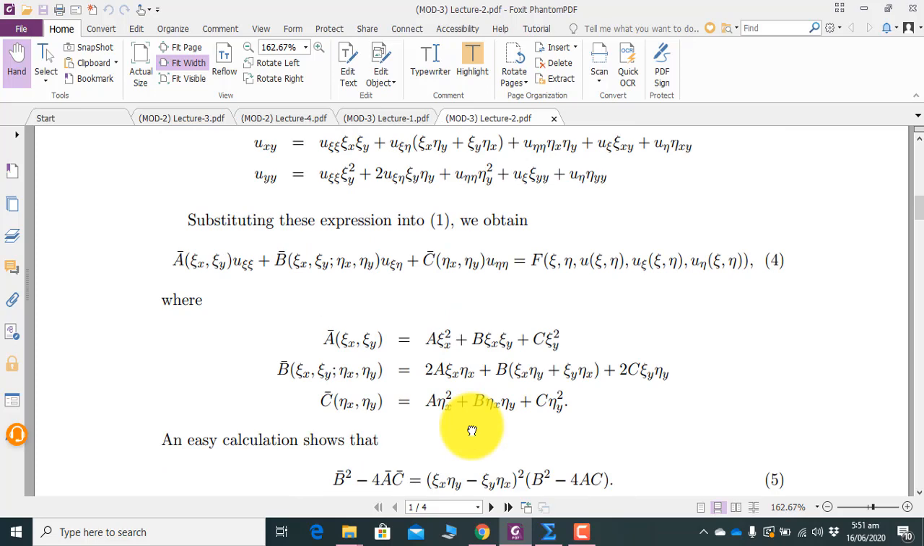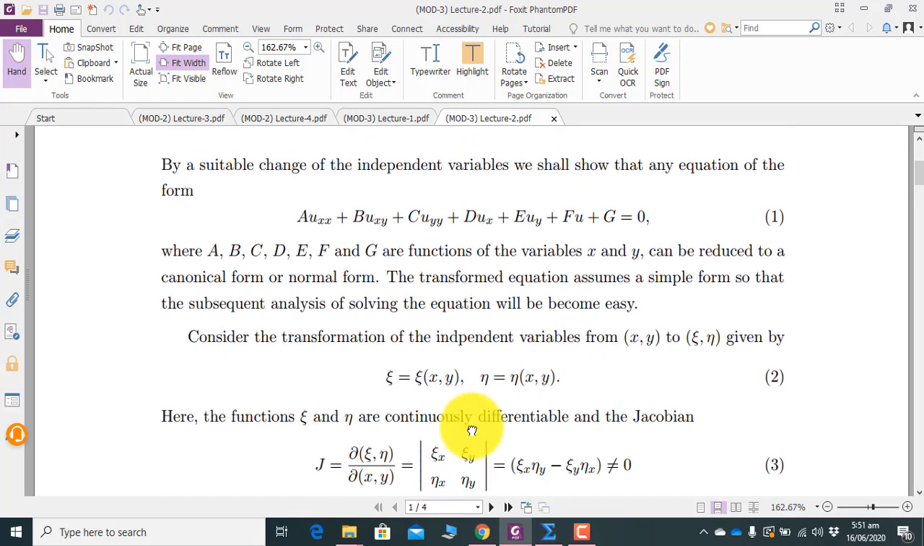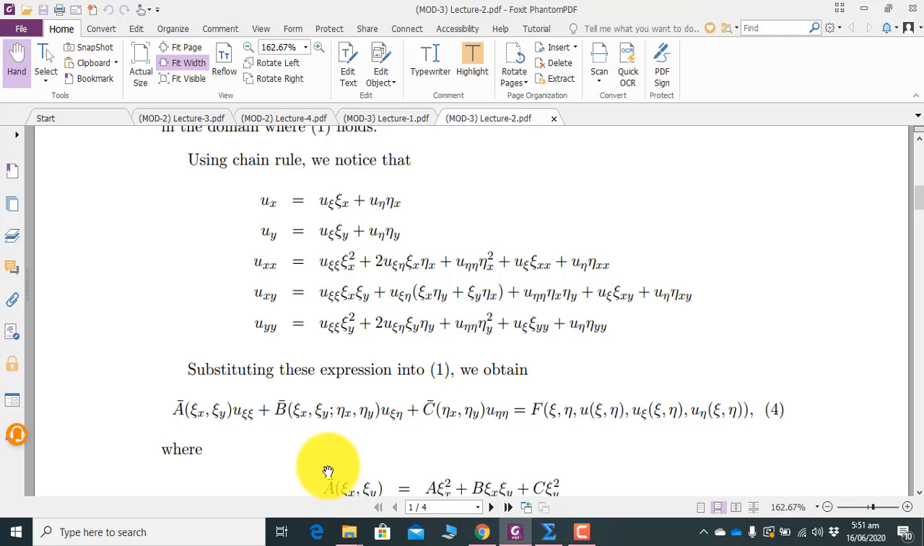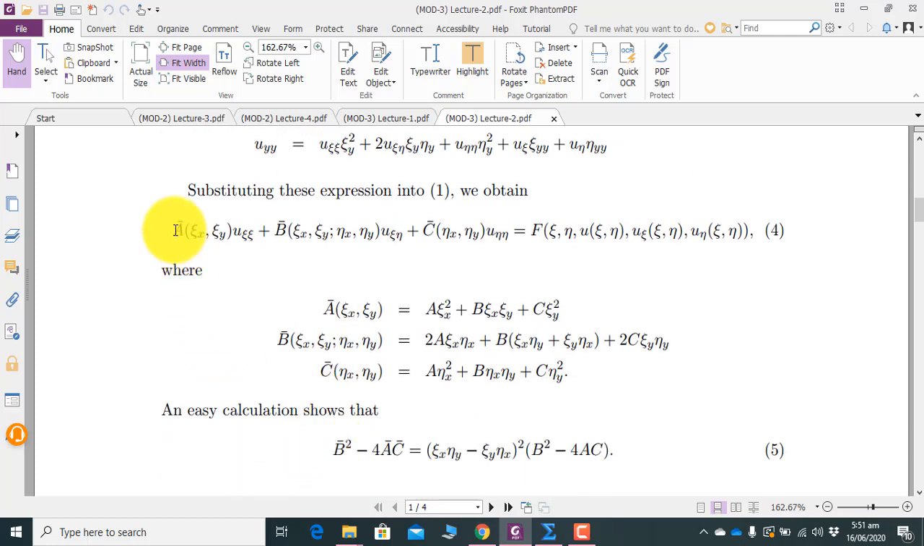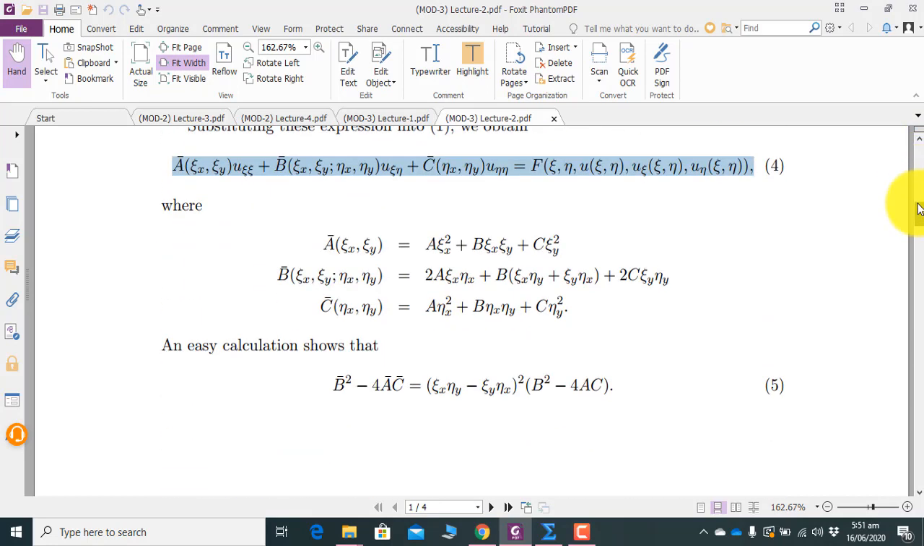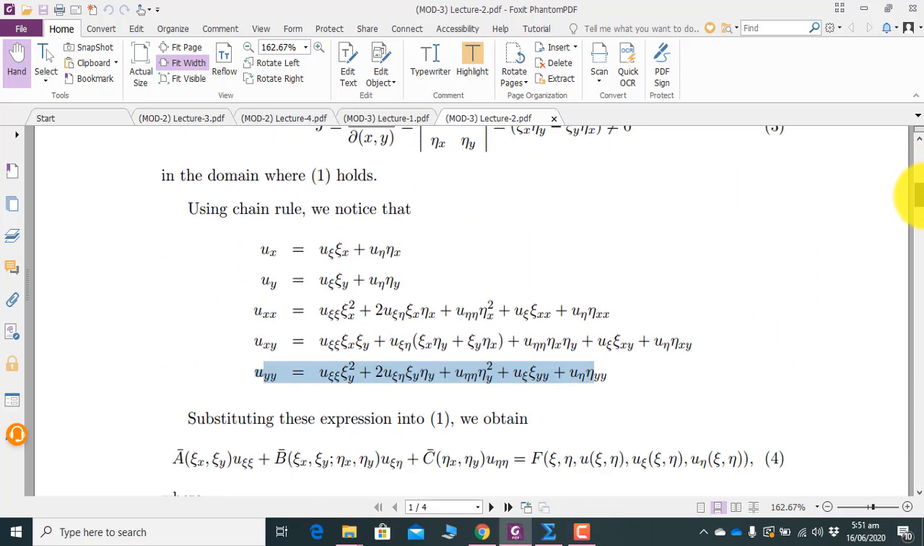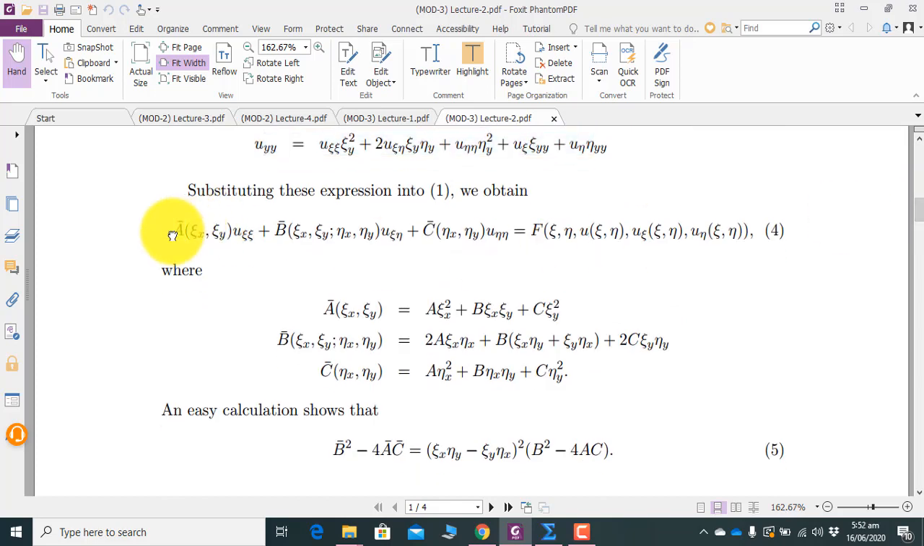After you put the partial derivatives into the original equation 1, which is your required linear second order partial differential equation, you will get something like this: some constant a bar of u_xi xi, some constant b bar of u_xi eta, some constant c bar of u_eta eta, equal to some new function, which, if you remember, was the non-principal part, the secondary part; you can name that capital F. And if you put these expressions for u_xx, u_xy, u_yy, u_x, u_y into 1, you will get this equation 4. But what are a bar, b bar, c bar?